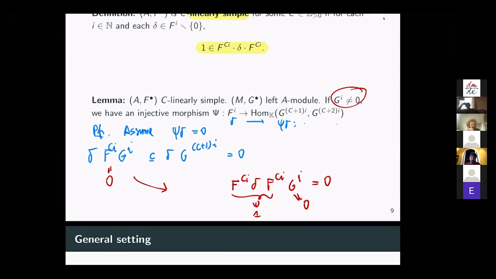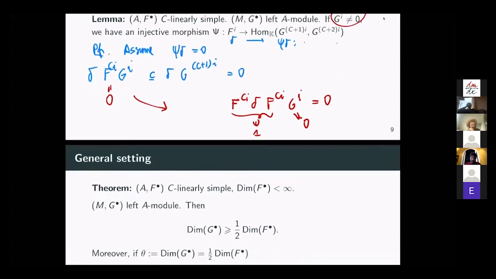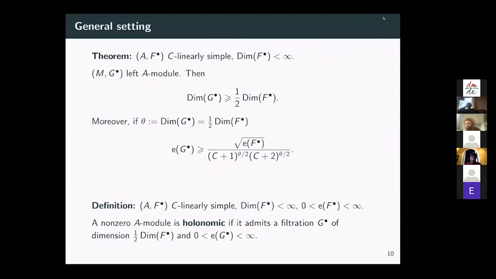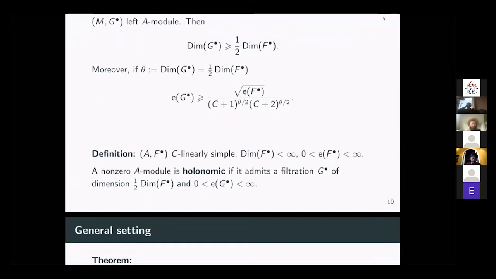Okay, so this condition is a key condition to prove the injectivity and reproduce the proof that we can find in Coutinho's book. Okay, and then we can reproduce Bernstein's inequality. We also have this bound on the multiplicity given by the multiplicity of the filtration on the ring of differential operators. And we coin the term holonomic in this situation as something of minimal dimension.